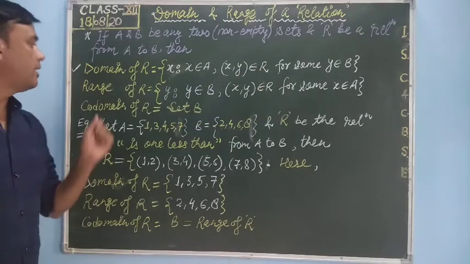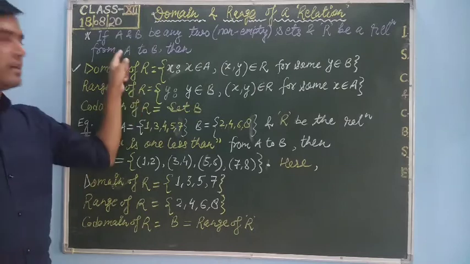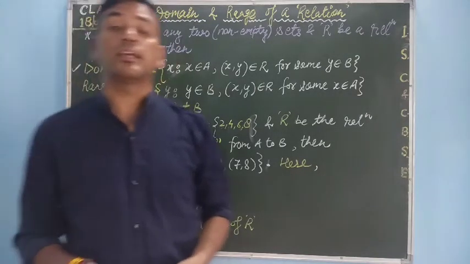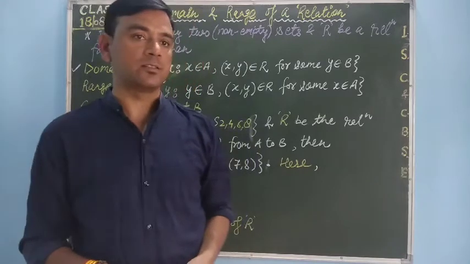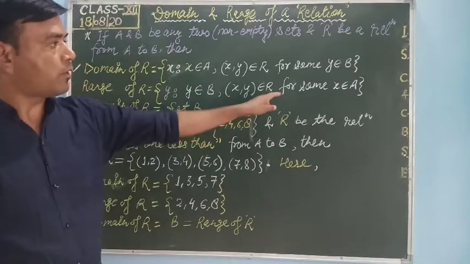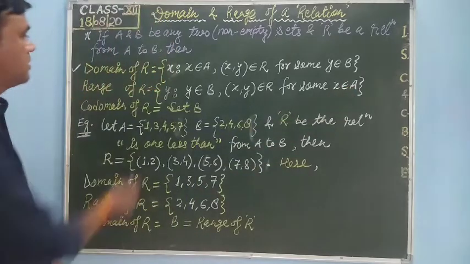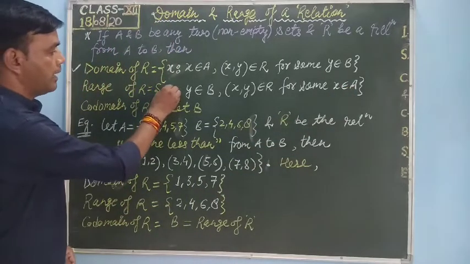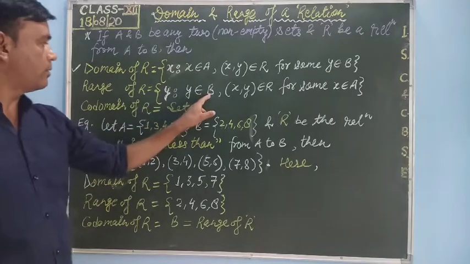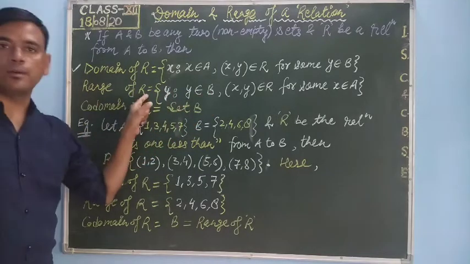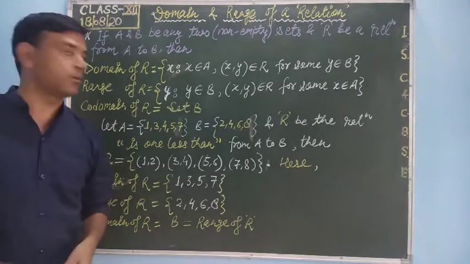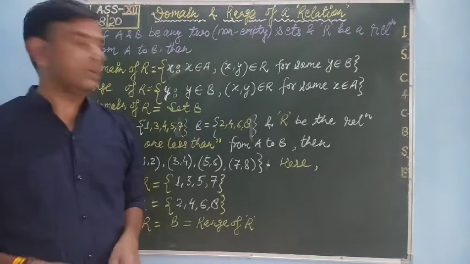Similarly, the range of the relation from set A to B is the set of all second components of all ordered pairs which belong to relation R for some x belongs to A. It means the set of all elements y, where y belongs to B, is said to be the range of the relation from set A to B. Then the codomain of relation R is always the set B itself.